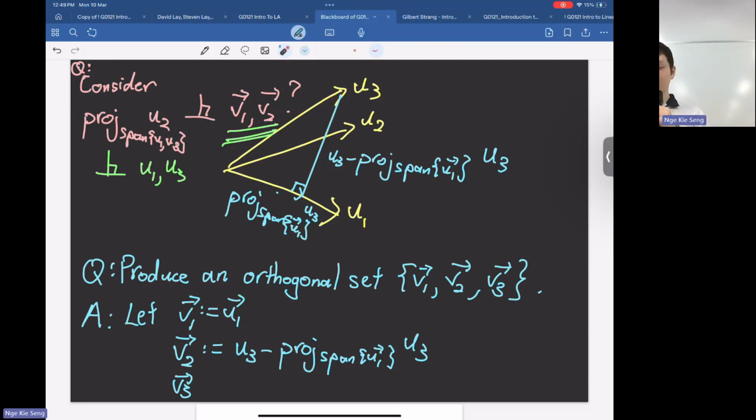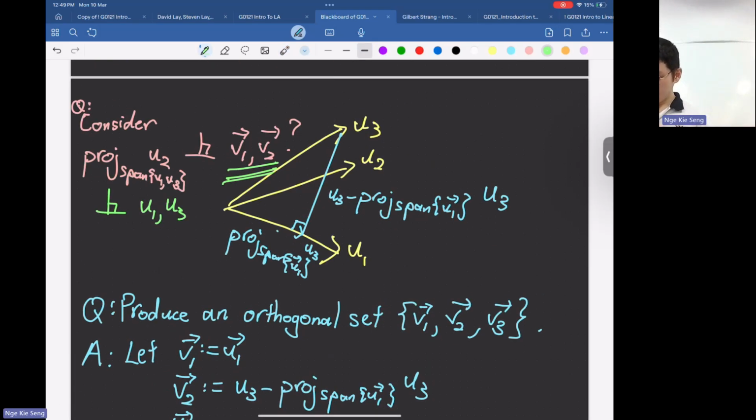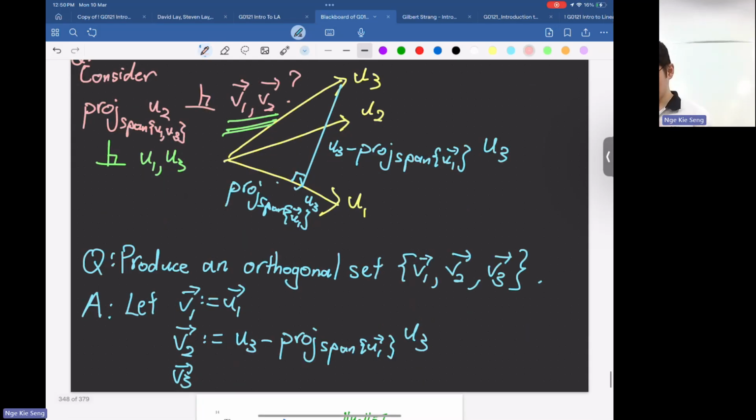Instead, we should project our U2 to V1 and V2. So we should project our U2 onto the span of V1 and V2. Can I draw this? I think it's a good idea to draw it. You know where the span of V1 and V2 is? So let's write it out properly first. V2 is here, and then here is V1. So it's a span of lines.